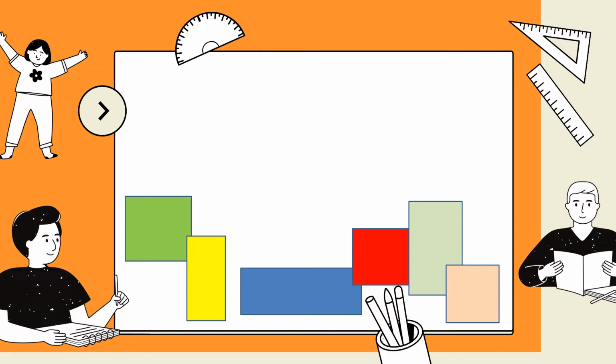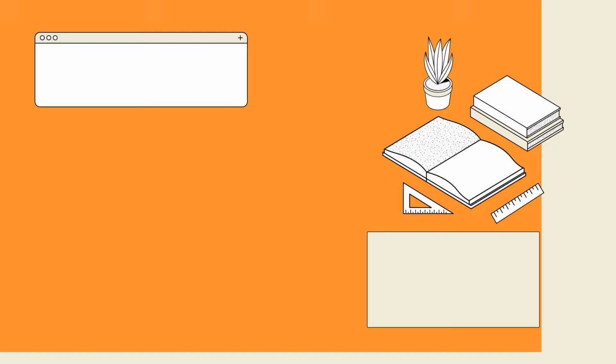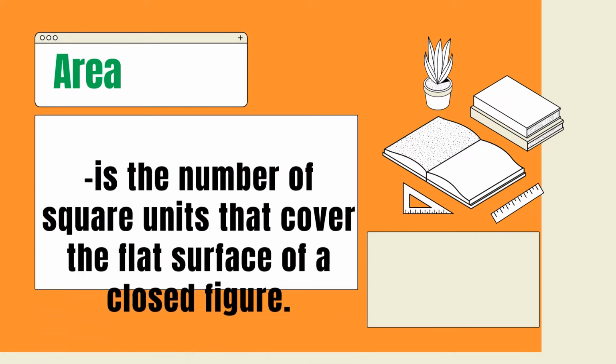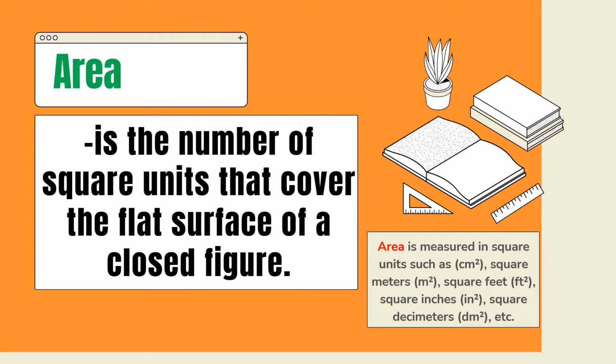Okay, so today we're going to discuss finding the area of a square and a rectangle. What do you mean by area? When we are talking of area, it is the number of square units that cover the flat surface of a closed figure. And area is measured in square units such as square centimeters, square meters, square feet, square inches, square decimeters, and many others. We can use many units in measuring area.